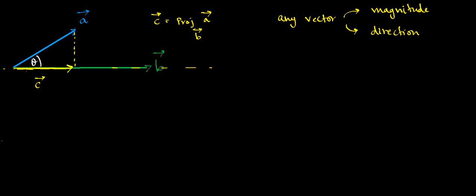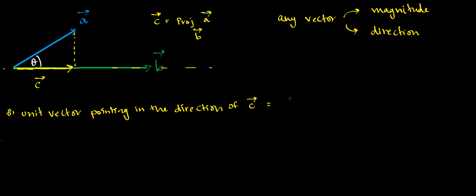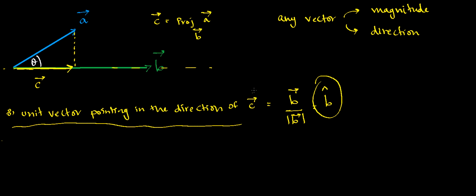As you can see here, vector C points into the same direction as vector B. Therefore, a unit vector pointing in the direction of vector C is vector B divided by its magnitude, which is B hat. And that's the direction. Now next thing we want to find is the magnitude.